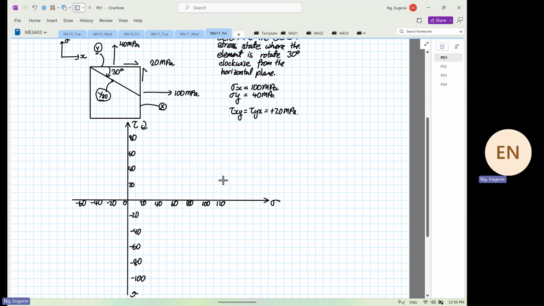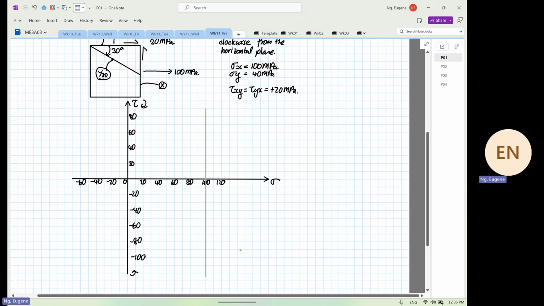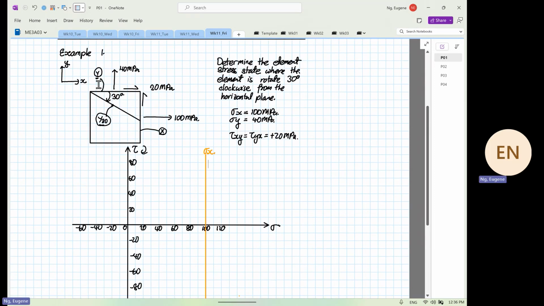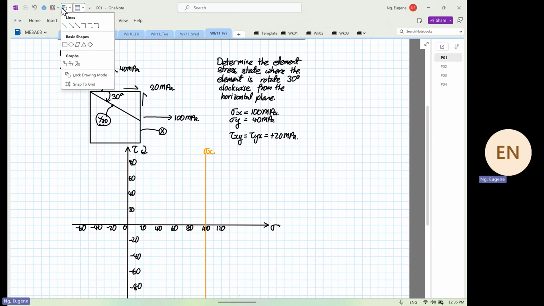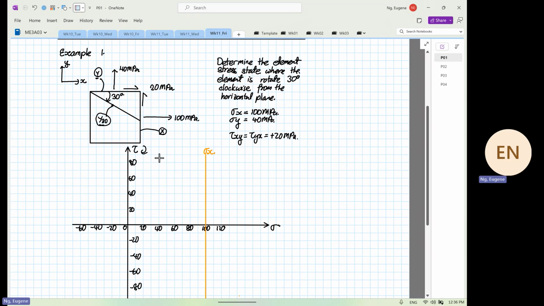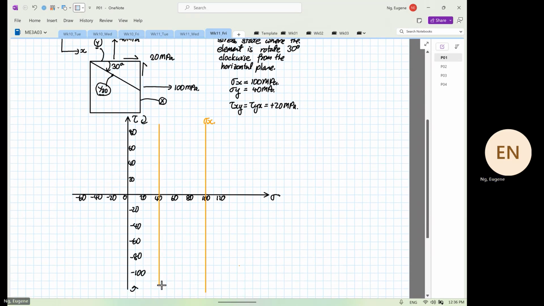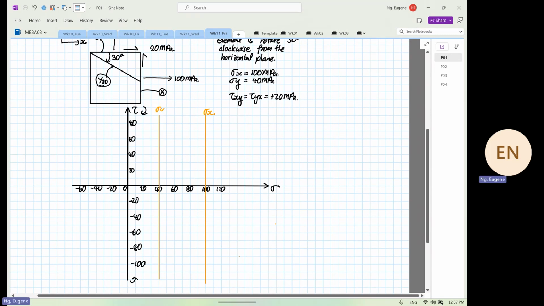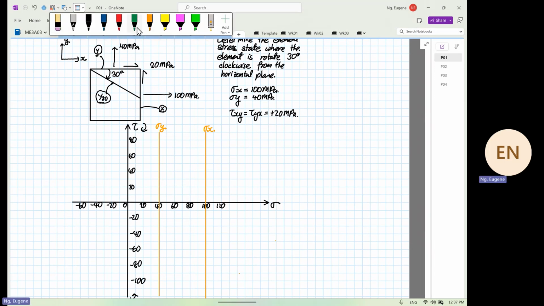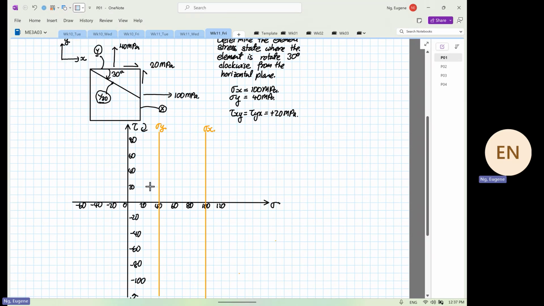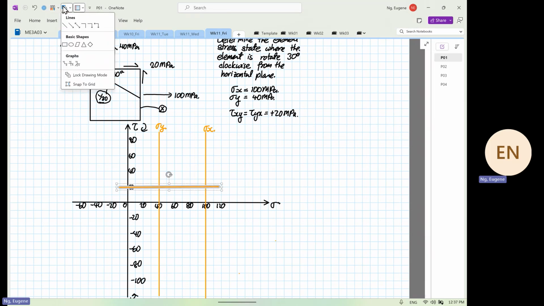So we know that point X sees a normal stress of 100. Okay. So this is our stress X line. And then our stress Y line is at 40. So comes to our stress Y line. Okay. It's at 40. Stress Y line. And as I mentioned before, the shear, you have to look at both. No doubt it's positive. You have to construct them both, positive 20 and negative 20.